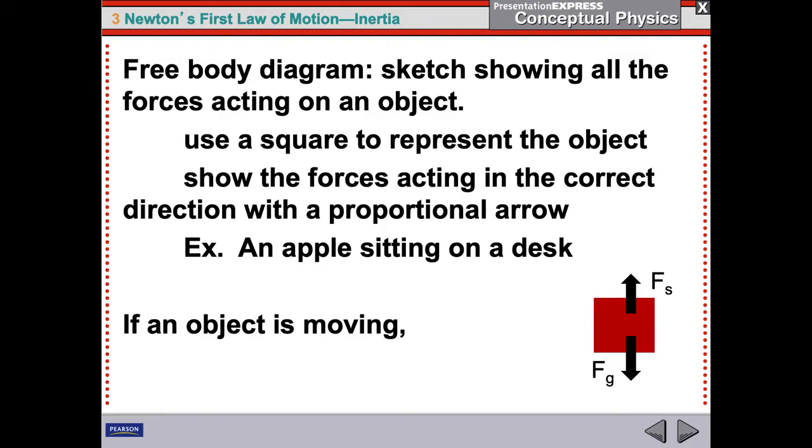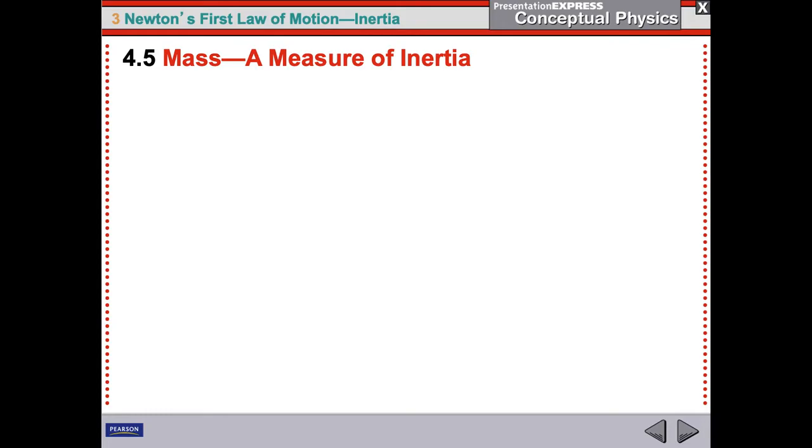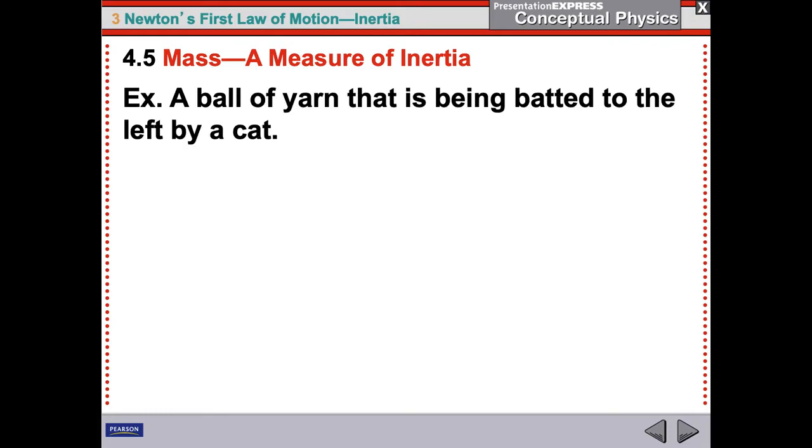Now, if you have an object that's moving, there are some different situations. Usually the net force is in the direction of the movement, if there is a net force, and we'll get into that later. So here's an example: a ball of yarn that's being batted to the left by a cat. And here's your ball of yarn.